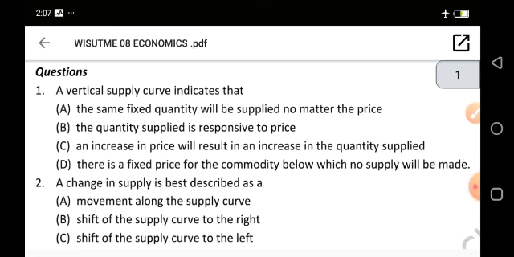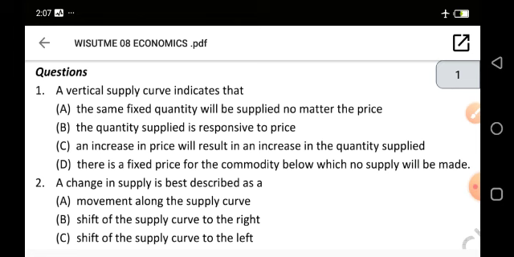So quickly, let's look at the first question there. A vertical supply curve indicates this. Now, to be able to answer this question, we must first try to interpret what the question is saying. That is the first step in answering the question: interpretation of what the question is saying. And how do we do that?